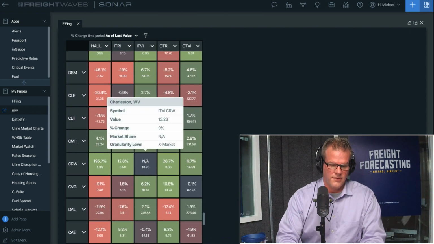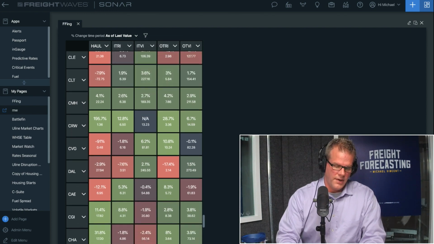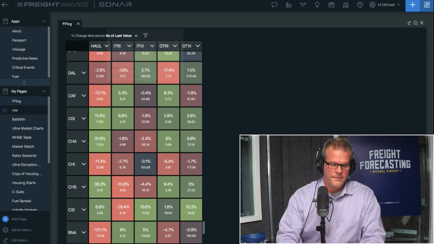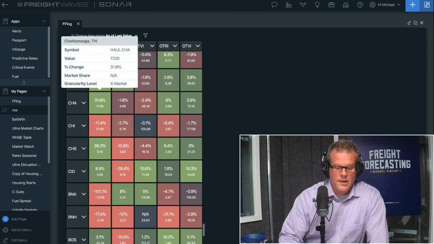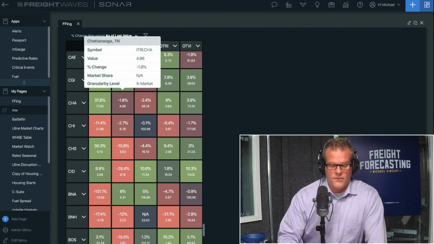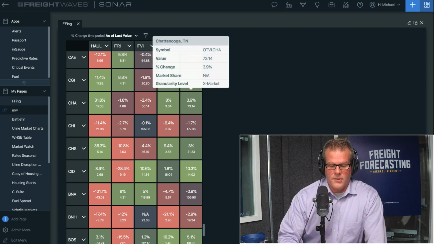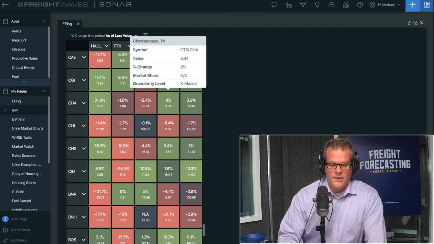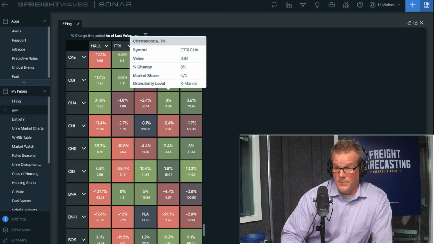Here you can see Columbus is just on fire, both inbound and outbound. Columbus, Ohio is. CHA, here it is. So the head haul index, 31.8%, 17. Inbound tender rejections have dropped a little bit. The volumes are dropping. Outbound volumes are up 3.9%. And the tender rejects outbound are up 8%.